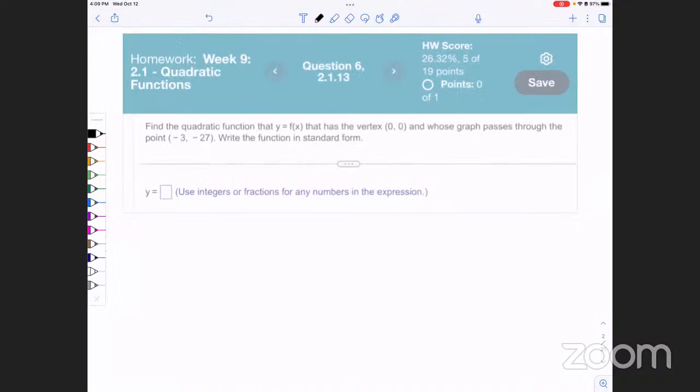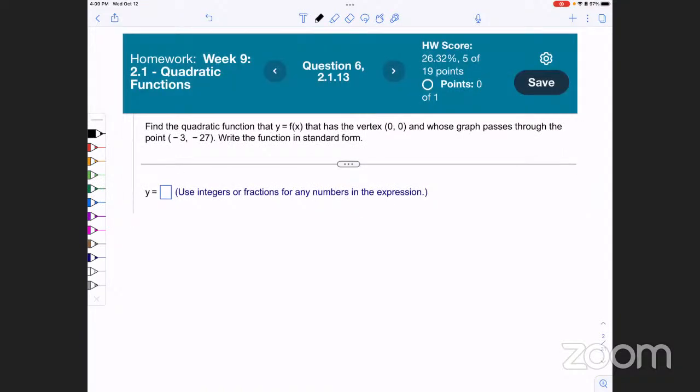All right. So find a quadratic function that has this vertex and passes through this point. Okay, so there's a couple of things you want to be aware of. First, we're going to be using the standard form of a quadratic. The standard form of a quadratic takes on the form y equals a times (x minus h) squared plus k, where the h comma k are the coordinates of our vertex.